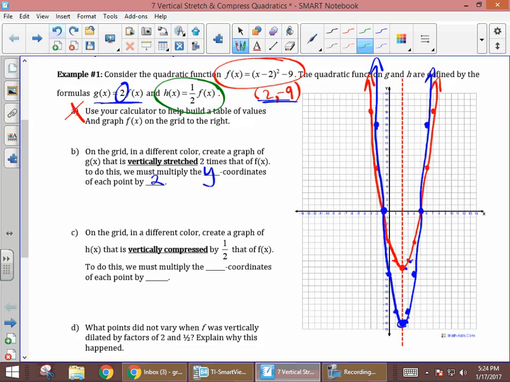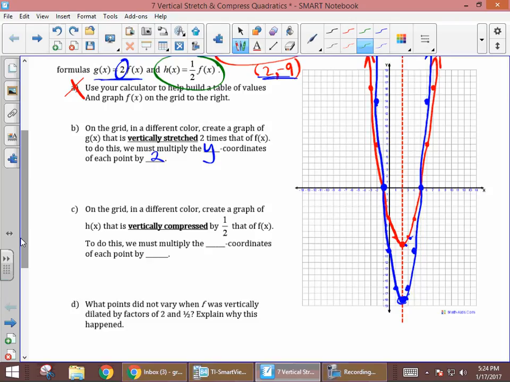All right, now let's do the next one, h of x. Part C says it's vertically compressed, which means we're going to get closer to the x-axis. It's compressed by 1/2, or sometimes we say that this is compressed by a factor of 2. That is just saying it is twice as close to the x-axis now. So this point here, which was negative 9, is now going to be negative 4.5. 1, 2, 3, 4.5.